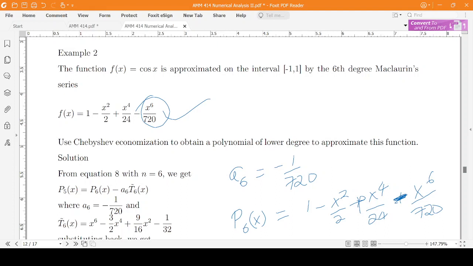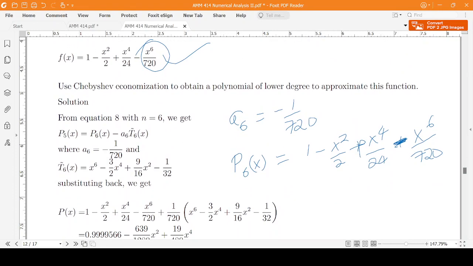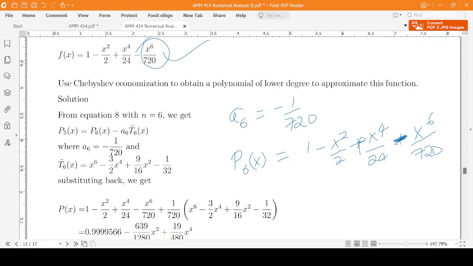But what is T6? The monic polynomial T6 can be obtained. We can generate the monic polynomial T6, and this can be obtained from the recurrence relation. It is given by x raised to power 6 minus 3 over 2 x raised to power 4 plus 9 over 16 x squared minus 1 over 32.